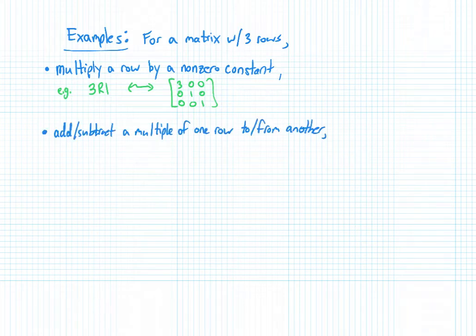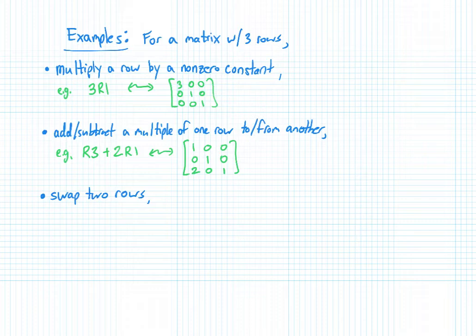Another row operation you might do is adding or subtracting a multiple of one row to or from another. So for example, you might add 2 times row 1 to row 3. So then this is the corresponding elementary matrix for that, because this is what you get when you do that row operation to the identity matrix.